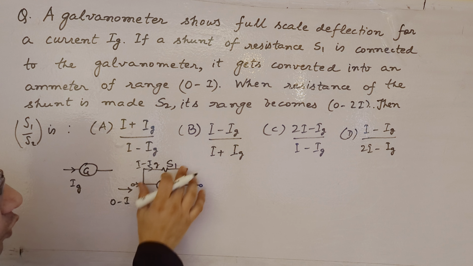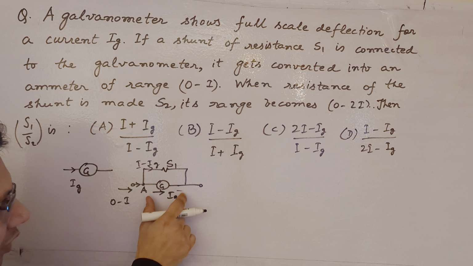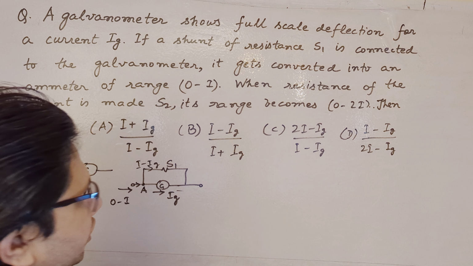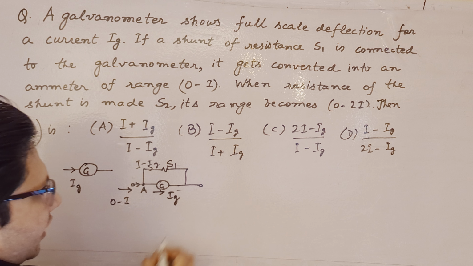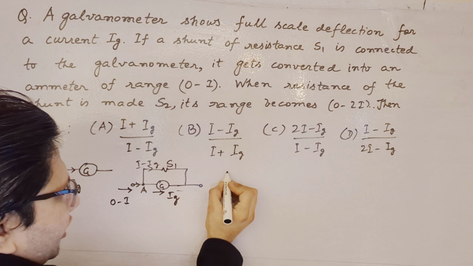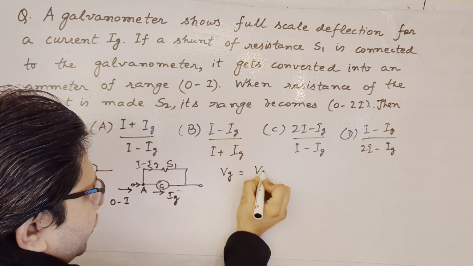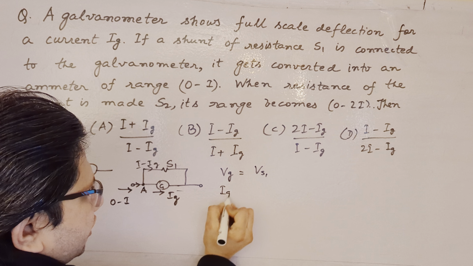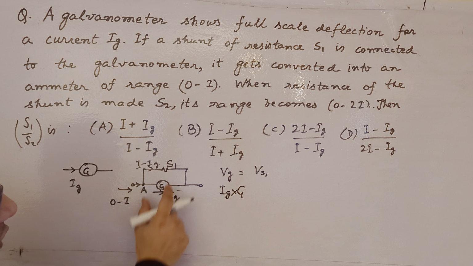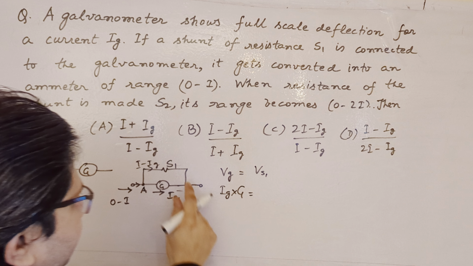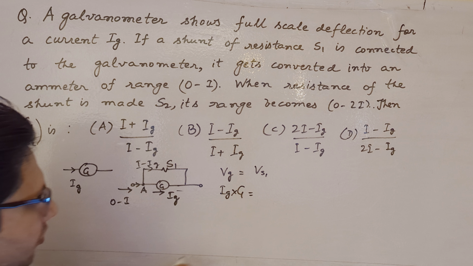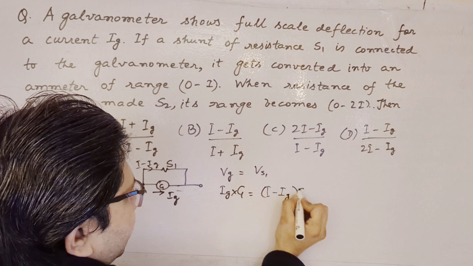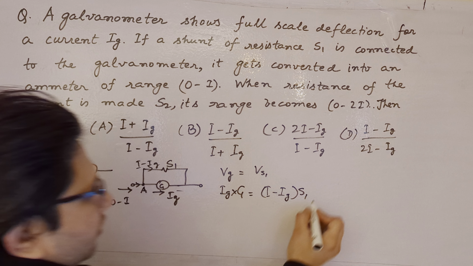In parallel, the voltage is the same. The voltage across the galvanometer and the voltage across the shunt remain the same, and voltage according to Ohm's law is current multiplied by resistance. So we can write Vg equal to Vs1, where Vg is Ig into G. This must be the same as the voltage across the shunt because they are in parallel. So this is equal to the current in the shunt, I minus Ig, multiplied by S1. This is our equation number 1.